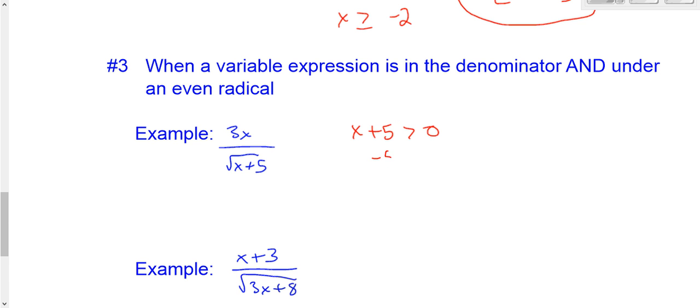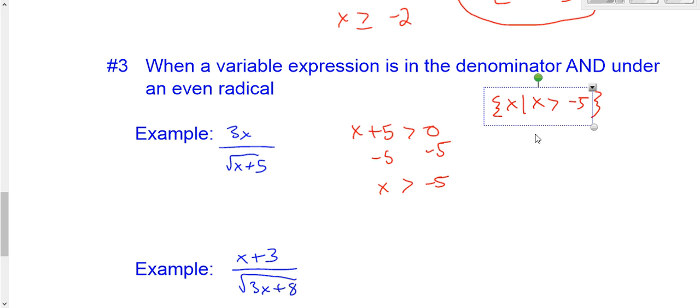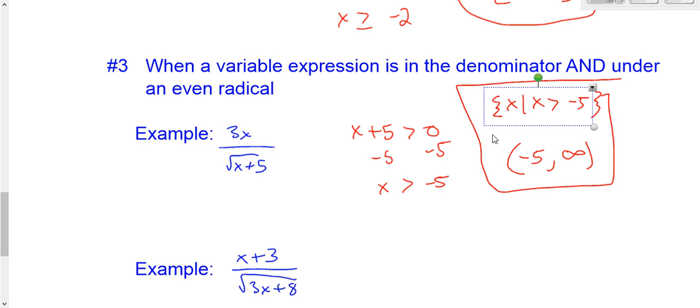So now when we solve this, we subtract the 5. We get x is greater than -5. So our domain as an inequality is x such that x is greater than -5. And as interval notation, we start at the -5. We are not equal to it, so we use a parenthesis. Because it's greater than and it never stops, we go all the way to infinity. And this is our domain.